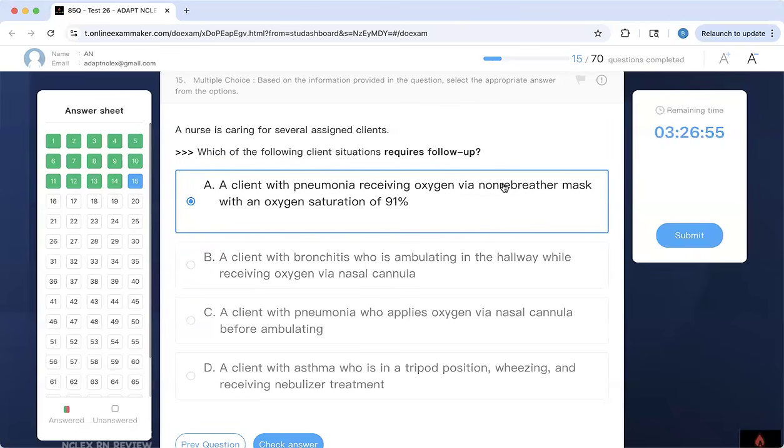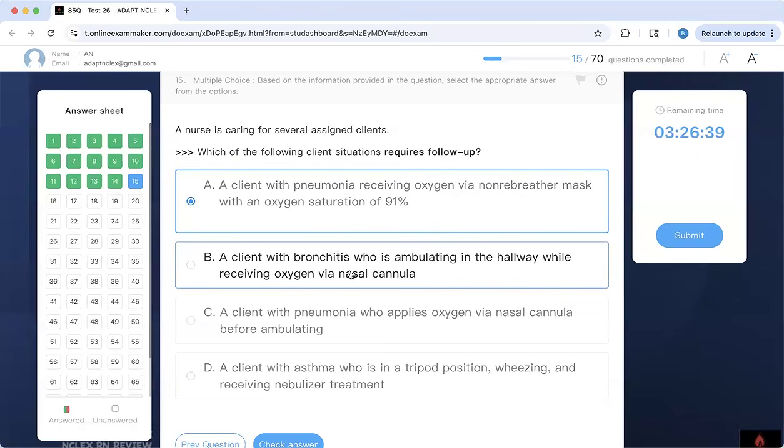Fine. But he's getting non-rebreather oxygen. That should give you over 100% oxygen. It's very, very high oxygen, high flow. Saturation is still 91%. That means the patient is not doing well. Non-rebreather oxygen and you're citing 91, bad problem.